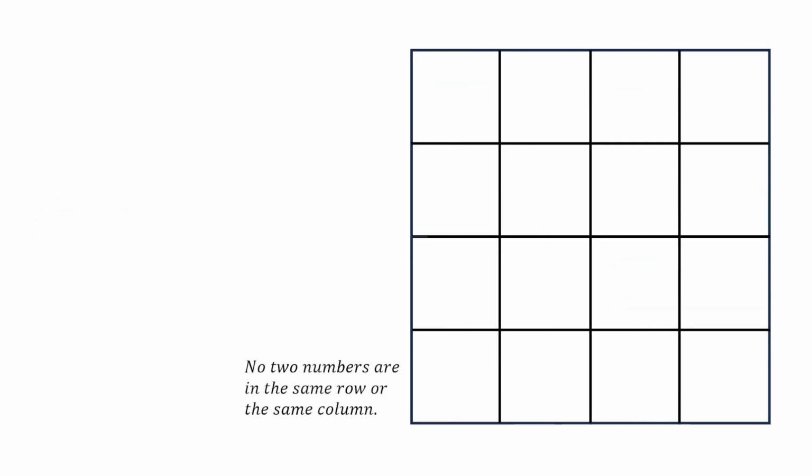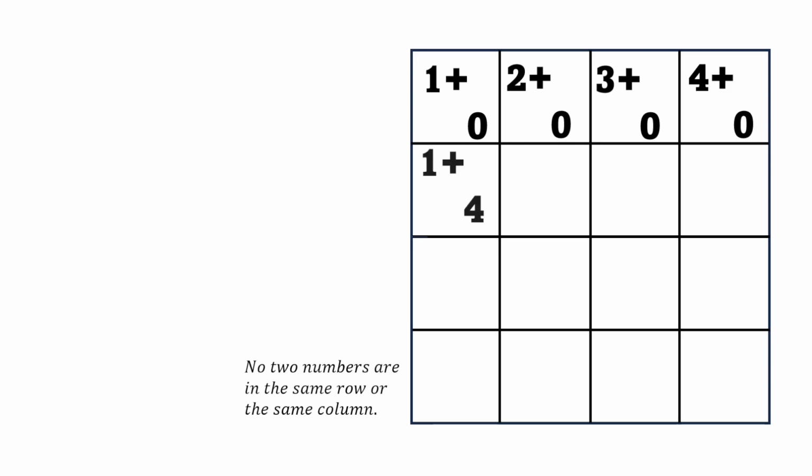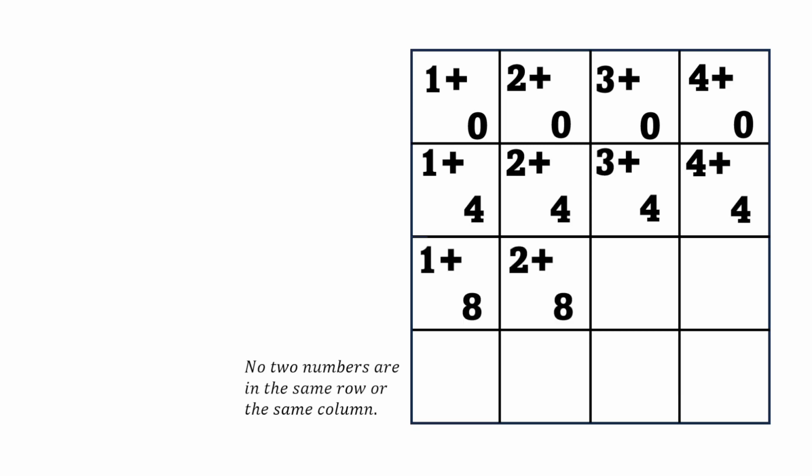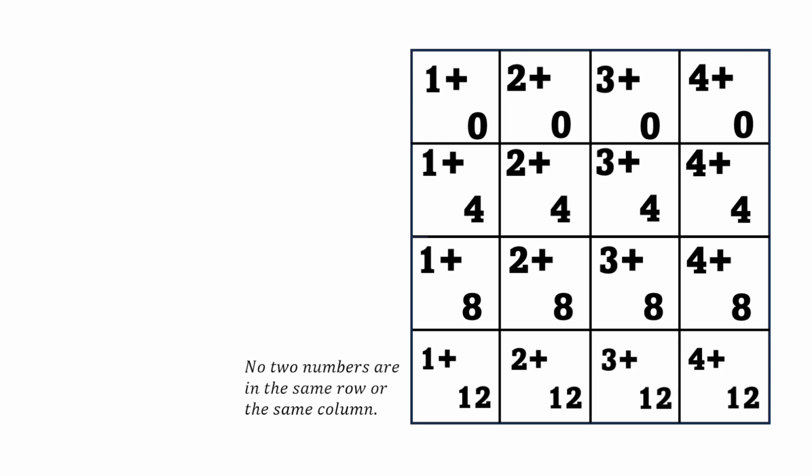Let's start off by writing these numbers, instead of 1, 2, 3, 4 all the way up to 16, as 1 plus 0, 2 plus 0, 3 plus 0, 4 plus 0. In a little while, you'll see why. The next row, instead of that being 5, 6, 7, 8, I'll write it as 1 plus 4, 2 plus 4, and so on and so forth. The third row, instead of being 9, 10, 11, and 12, those are going to be 1 plus 8, 2 plus 8, and so on and so forth. And similarly for the final row, it's going to be 1 plus 12, and so on and so forth.